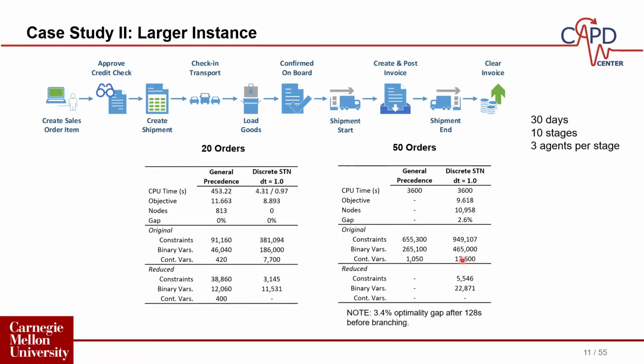Something I'd like to point out, though, is that although this problem was solved with a time limit of 1 hour, it explored about 11,000 nodes in that time. However, in the first 128 seconds, so the first 2 minutes of computation time, before branching, so at the root node, the optimizers were able to find a 3.4% optimality gap. So there are good feasible solutions that are found very quickly at the beginning of the run.